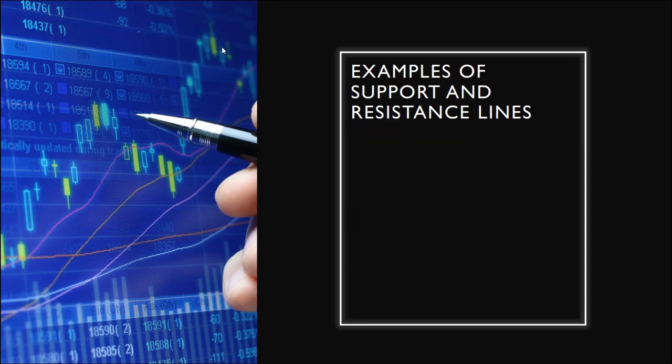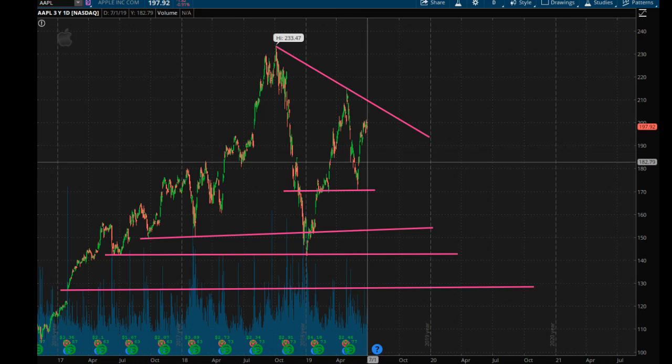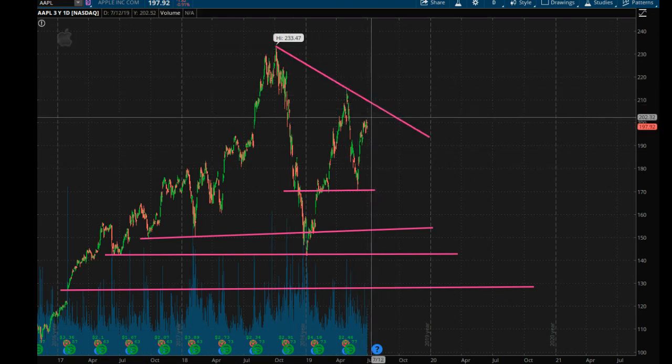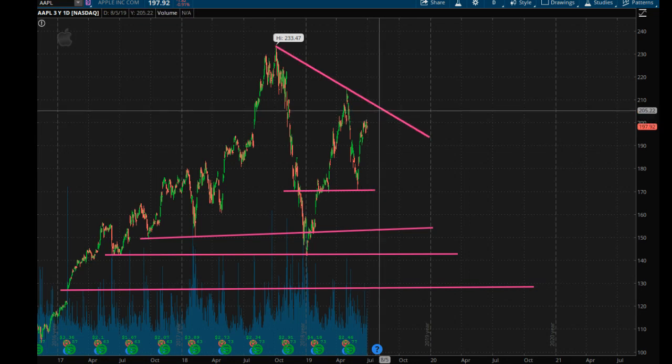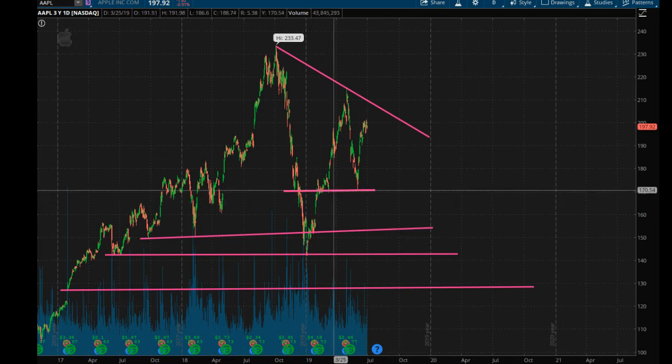First, let's take a look at some examples of support and resistance lines. Here's a look at Apple, just a clean chart. Let's add some resistance and support lines. First, you can see this downward trend line, so that would potentially be a resistance line if price moves up. You can also see that price found some support at this 170 level, so you can see this support line right here, and you can see some other ones as well.